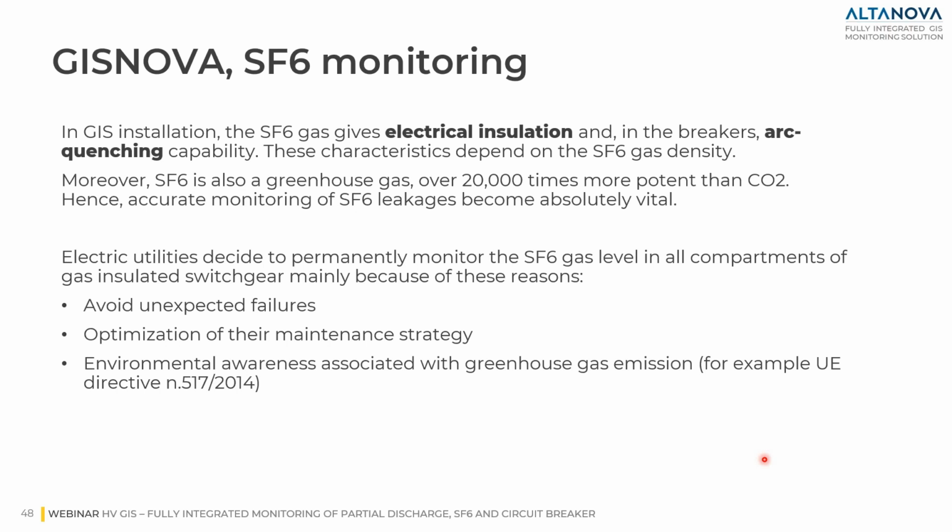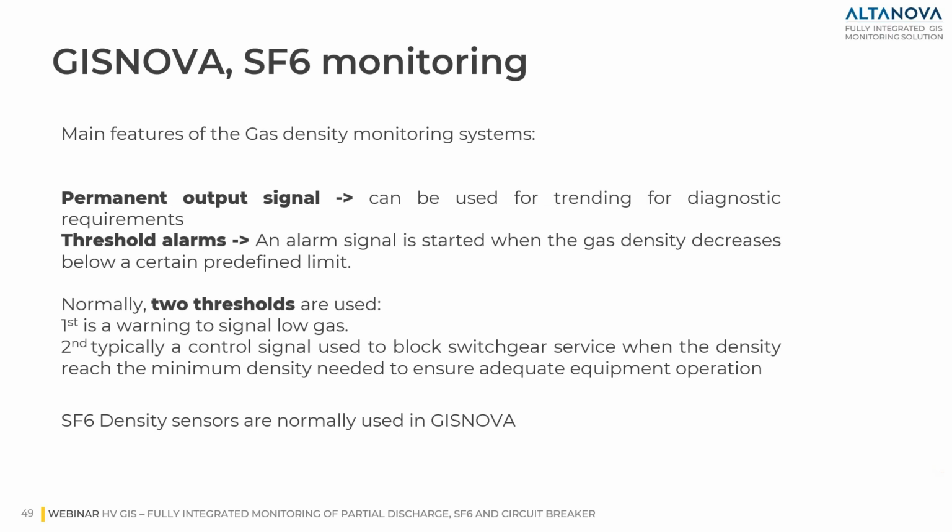about SF6 leakage control. The main features of the gas density monitoring system is to provide a permanent output signal that can be used for trendings, for example, about diagnostic requirements, and for the threshold alarms.